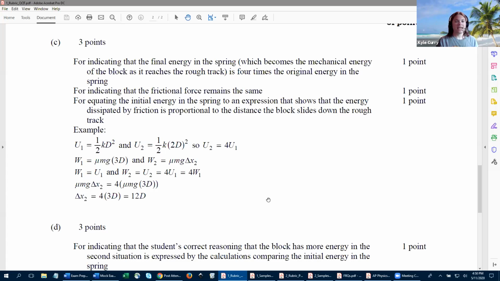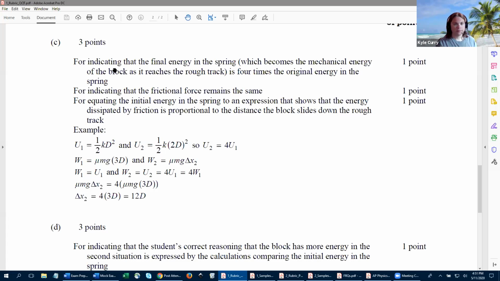Point number 2, for indicating that the frictional force is going to remain the same in the new case and in the old case. Some type of indication. Then point 3, for equating the initial energy in the spring to an expression that shows that the energy dissipated by friction is proportional to the distance the block slides down the rough track. Now, in terms of equations, where do all 3 of these points fall into this example here?